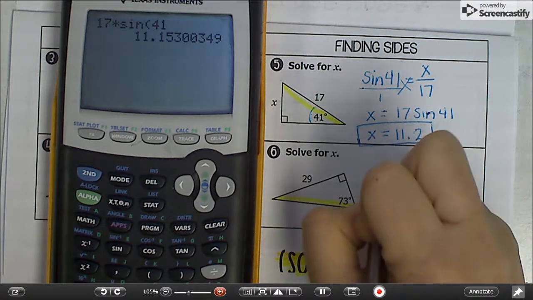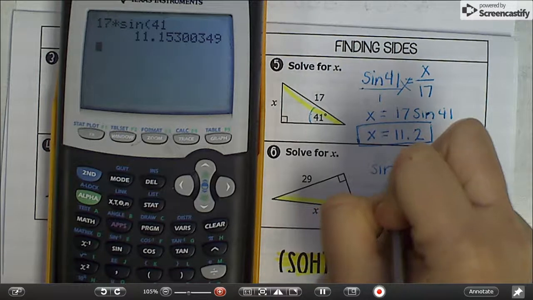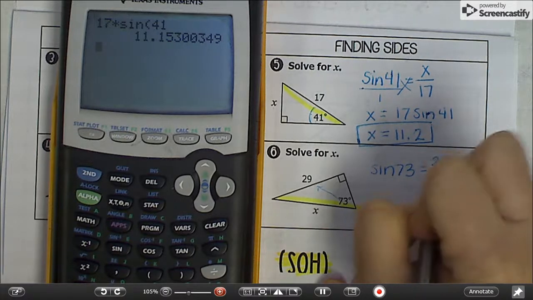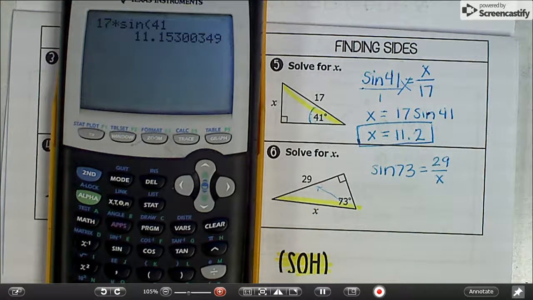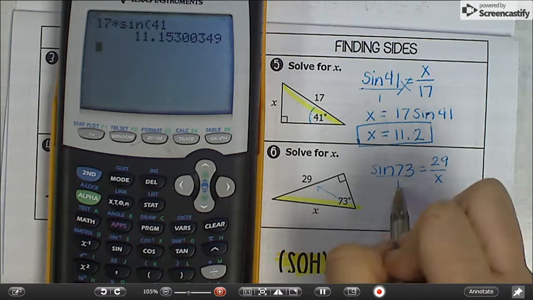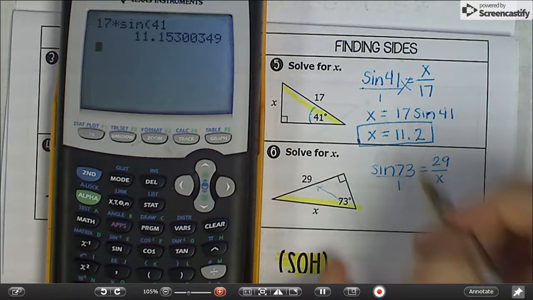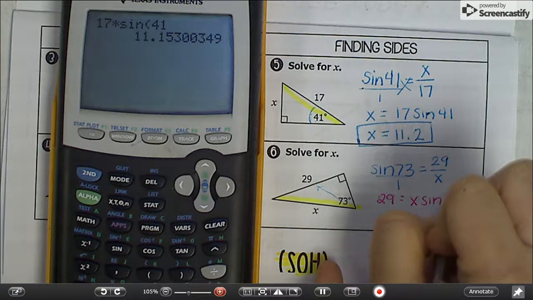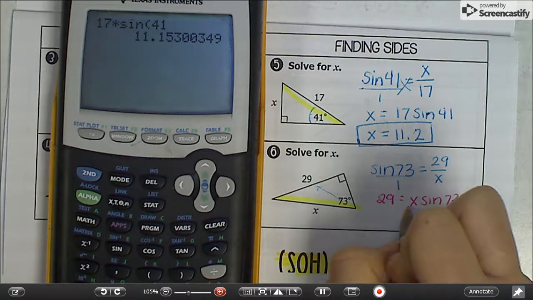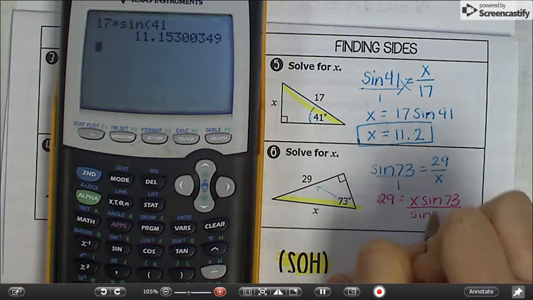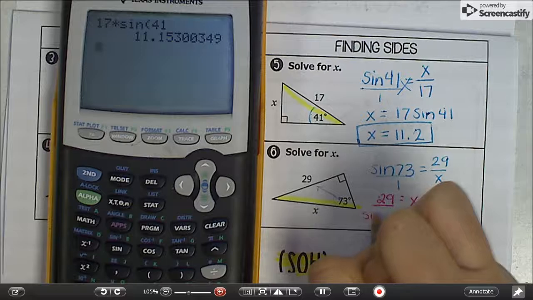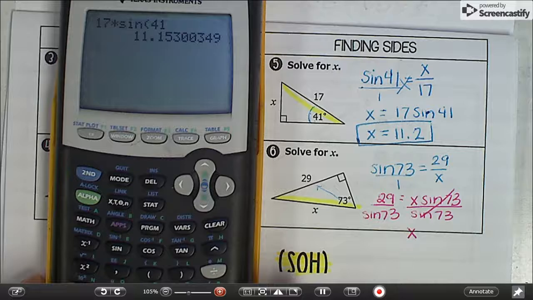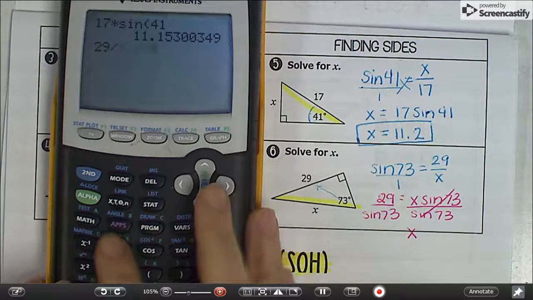All right, hopefully it's already set up. Sine 73, sine of the angle, equals opposite 29 over x. All right, so we're going to cross multiply. We get 29 equals x times sine 73. We want to get the x alone, so we're going to divide by sine 73. And just type that into your calculator. 29 divided by sine 73.